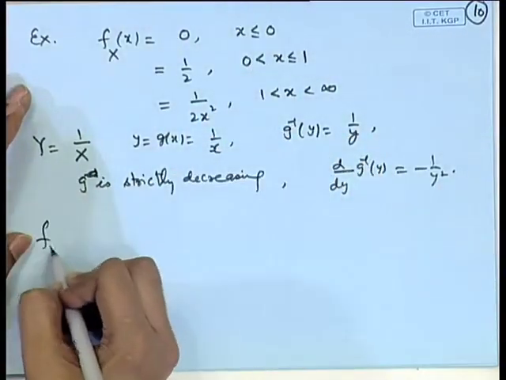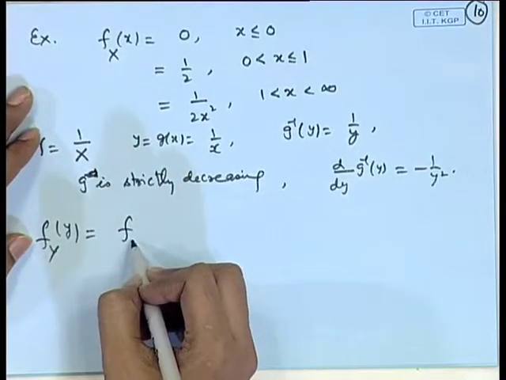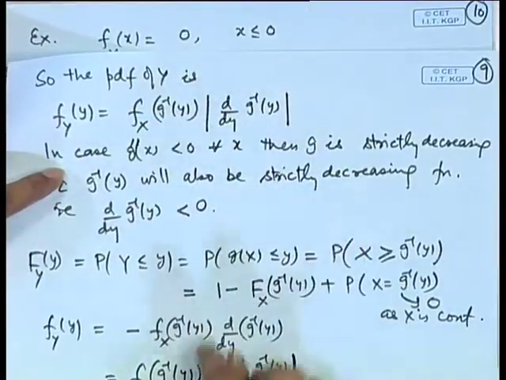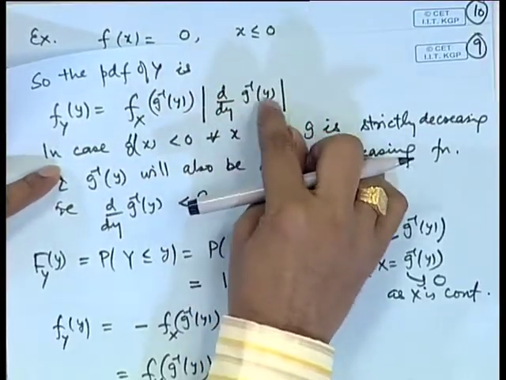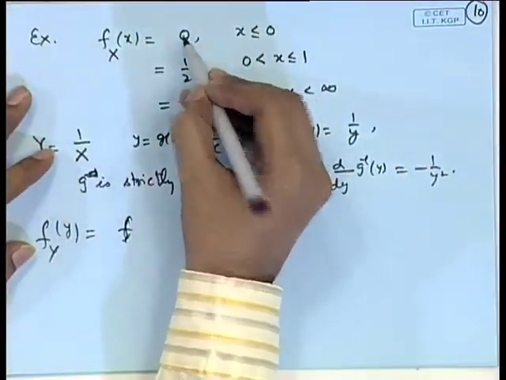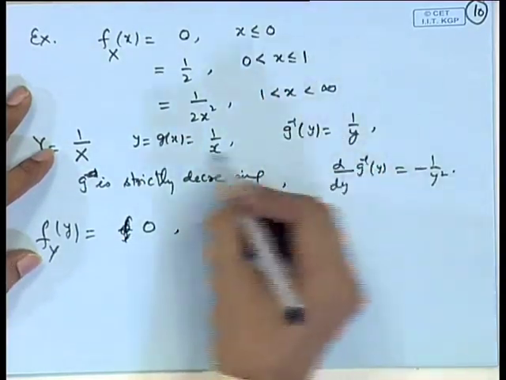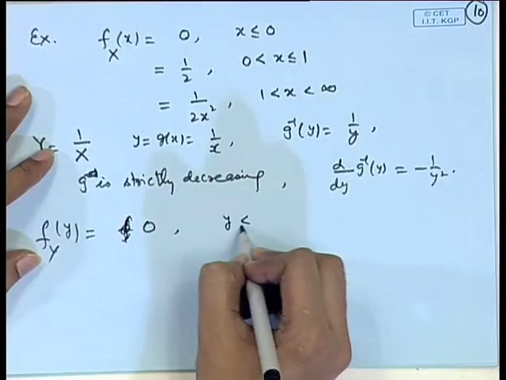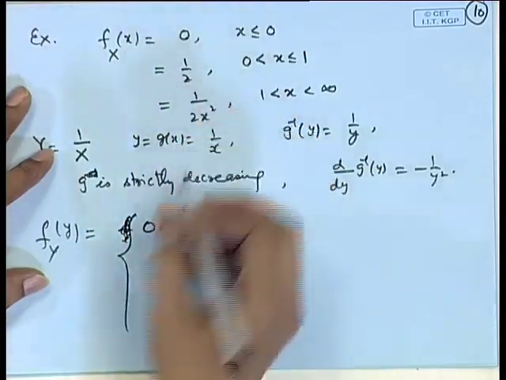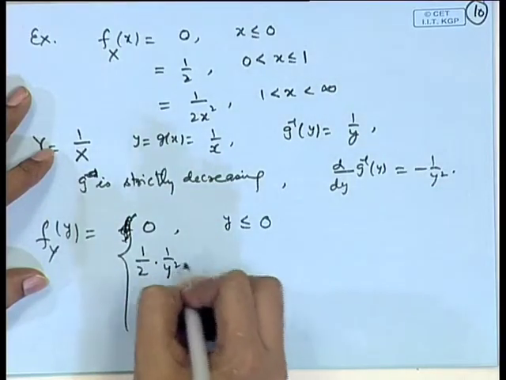The density function of y then is determined by the density function of x at g inverse y multiplied by the absolute value of the dx by dy term. Now, here it is 0. So, it will remain 0. Whenever x is less than or equal to 0, 1 by x is also less than or equal to 0. So, when it is half, this remains half multiplied by 1 by y square.